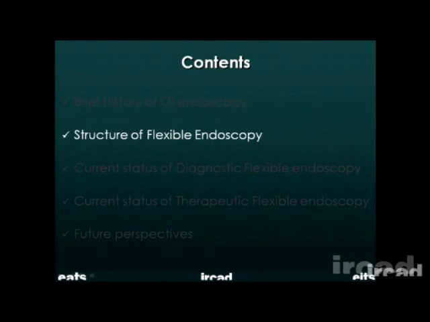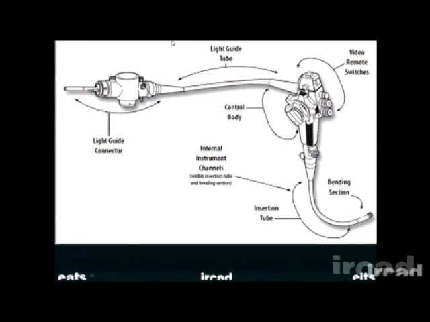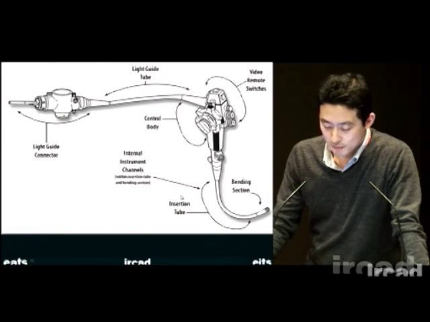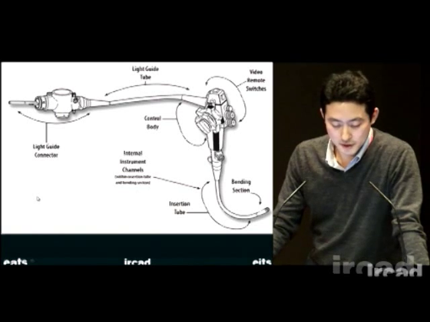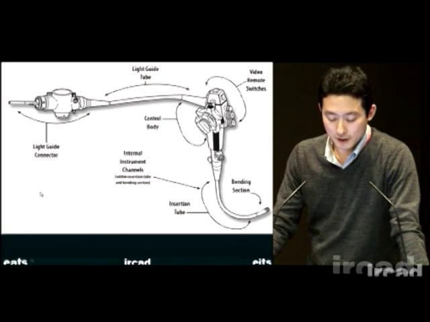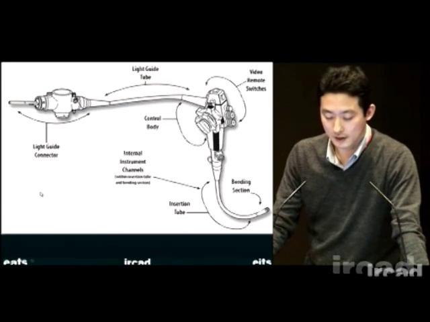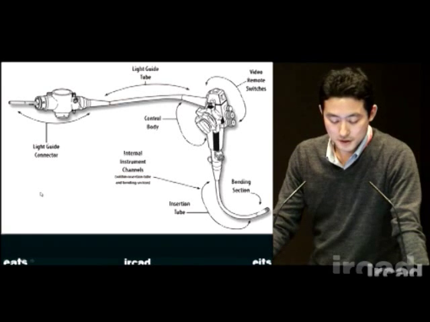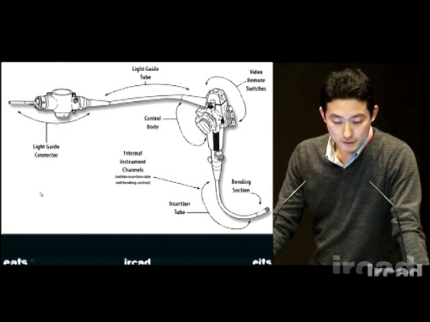Okay, now let's take a look at the shape and the structure of the flexible endoscope. The structure of a flexible endoscope is composed of five basic sections: light guide connector, light guide tube, control body, insertion tube, and bending section. Each section is constructed differently, but each has a protective outer layer and a hollow inner area that contains the delicate internal systems.